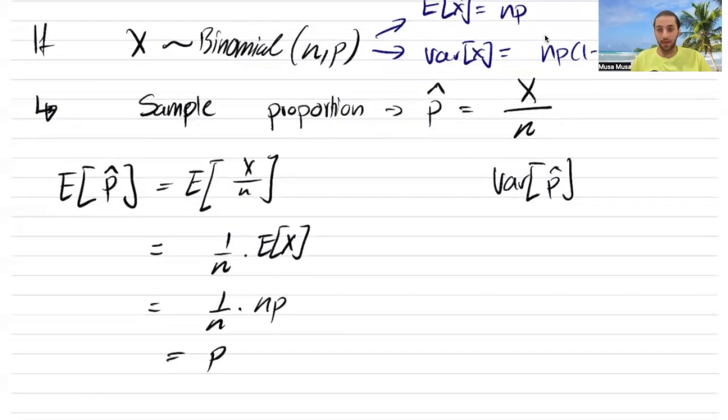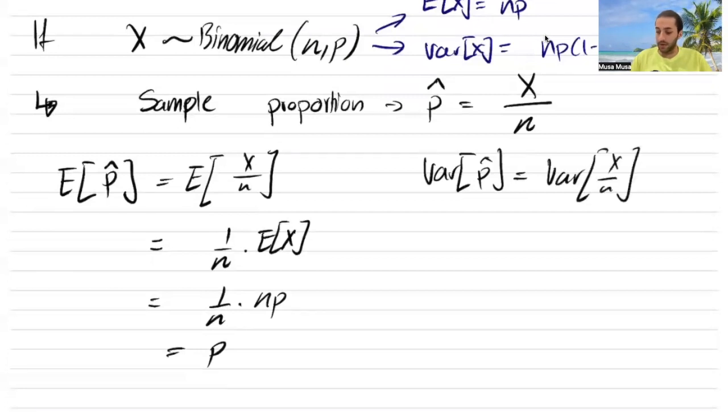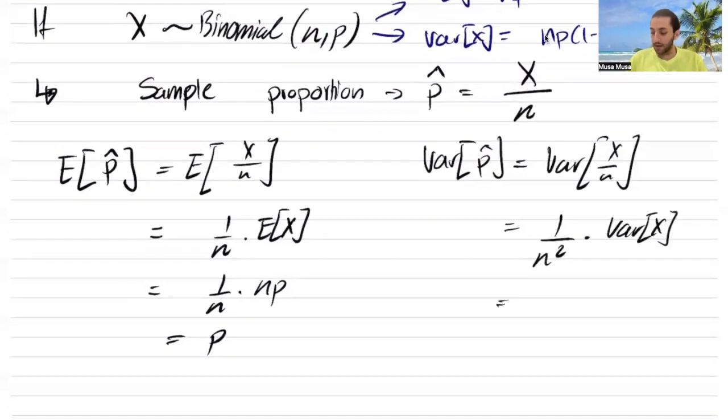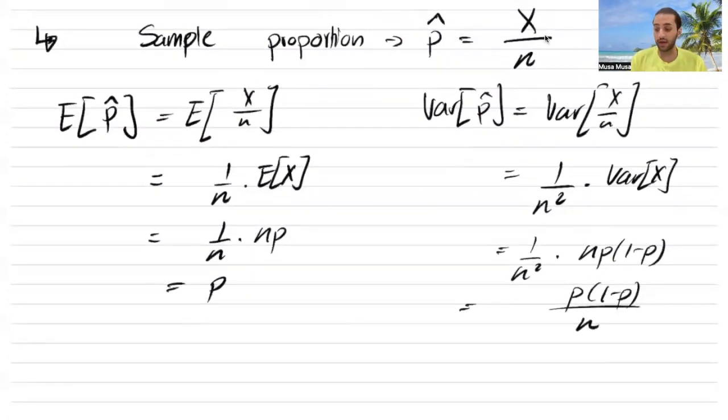Okay. And then the variance is given as the variance of X on n. Now you have to know that I can take the 1 on n out. However, because variance is the square of the units that we're dealing with, we'd actually have to take it out and make it 1 over n squared times var of X. And then this is 1 on n squared times np(1 minus p), which is given as p(1 minus p) over n. And there you go. That's how you calculate this.